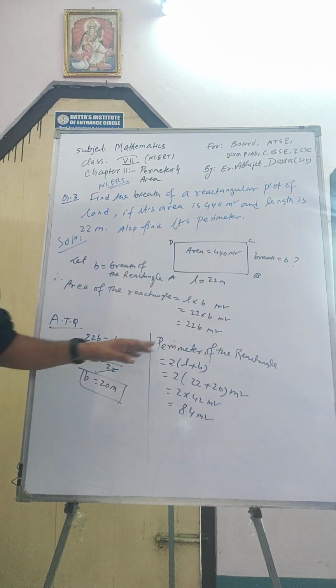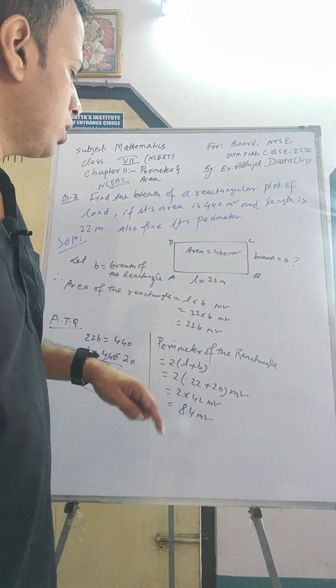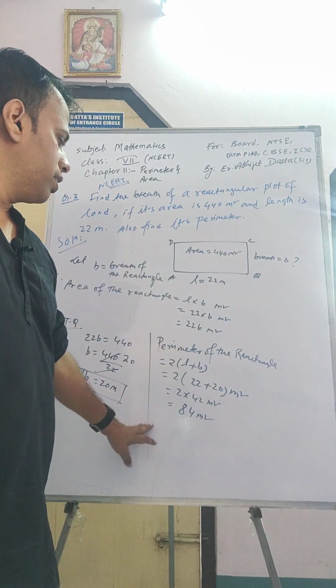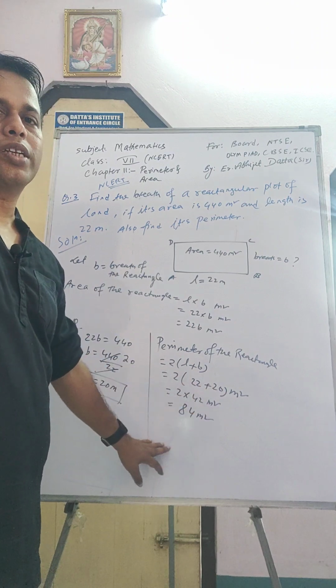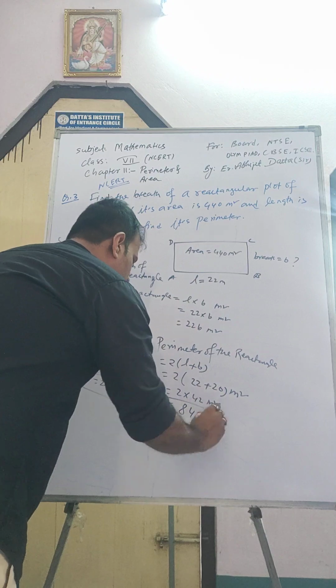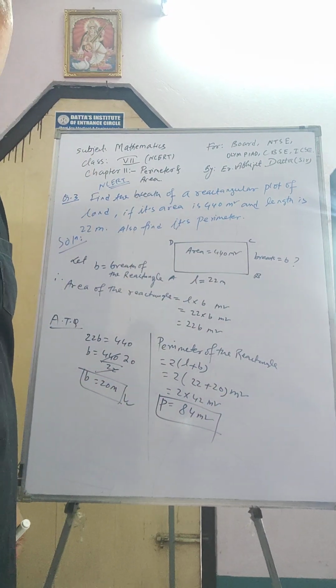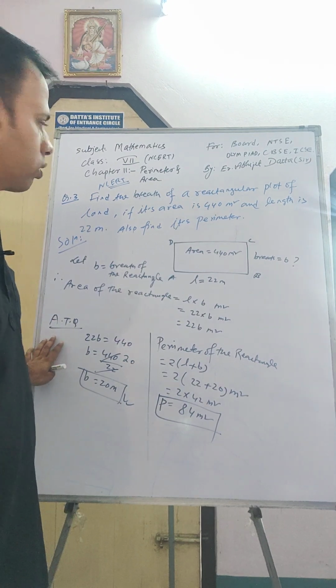Now for the perimeter of the rectangle, it is 2 into (length plus breadth). You just put in the length and breadth, and after simplification what comes? 84. So the perimeter is 84 and the breadth is 20. So this is the question, and this one is the answer of the question.